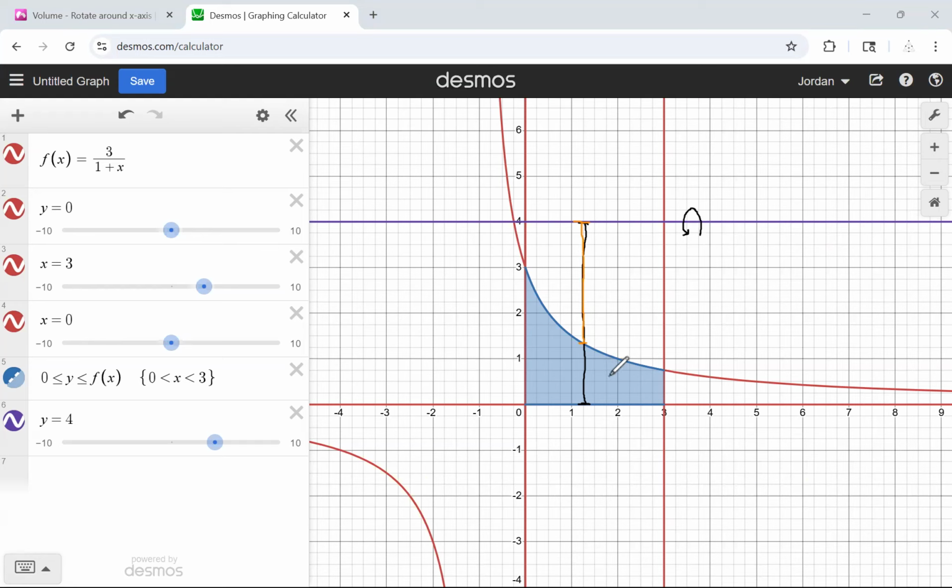These rectangles are vertical, and so we're going to be integrating with respect to x. And as we can see, my region goes from x bounds of 0 to x bounds of 3. So x from 0 to 3 when I integrate. Again, outside radius is from 4 to 0. Inside radius is from 4 down to 3 over 1 plus x. And that's how we set this up.